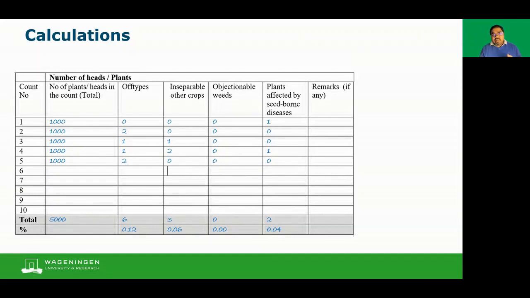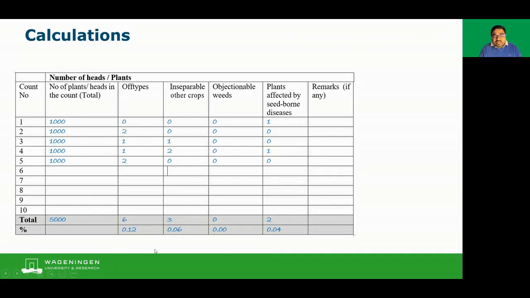So the seed inspector has entered the field and has taken counts. Normally, what is the number of heads within that unit area? Maybe this was 1,000 in the first square you just saw earlier. In the first square there were no off-types, again 0, 0, and there was one plant affected by seed-borne diseases. Those small squares where we stop to take the counts are called counts. In the second count, you can see there were 2 off-types. In the third one, there was 1 off-type.